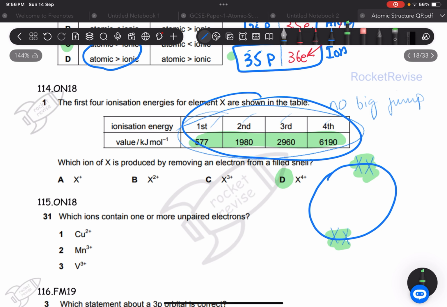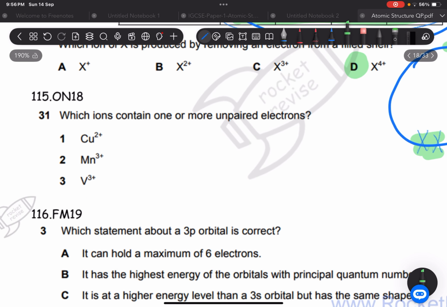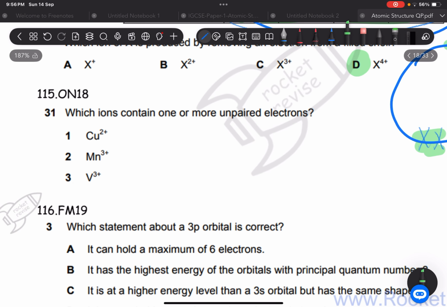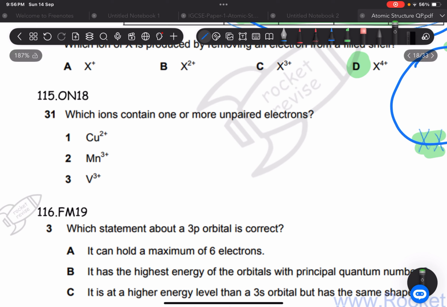Which ions contain 1 or more unpaired electrons? Okay, I always recommend this: when you are drawing electronic configurations for an ion like a 2 plus ion or a 3 plus ion, the suggestible thing is that first you draw the electronic configuration of the atom. For instance, first draw it for a copper atom and then switch to the ion, because if you directly draw it for the ion, you're going to remove electrons from the 3d orbitals first, and that's a very big mistake people make.